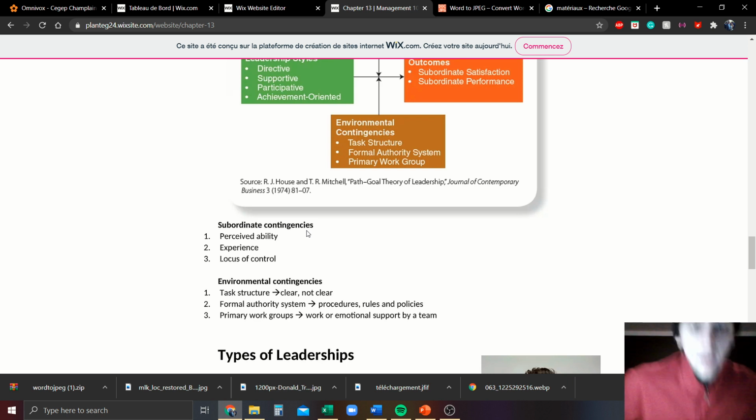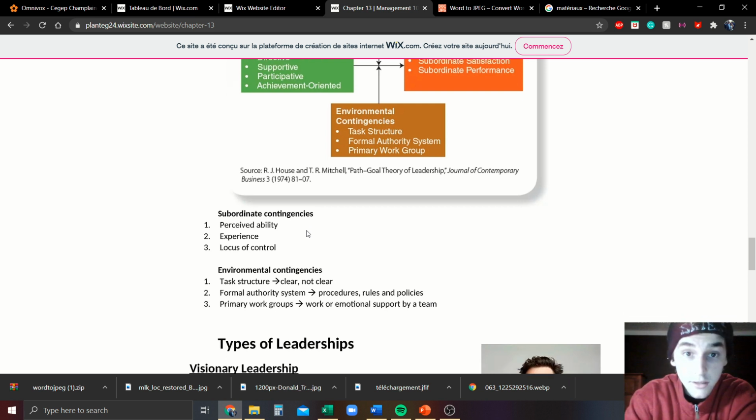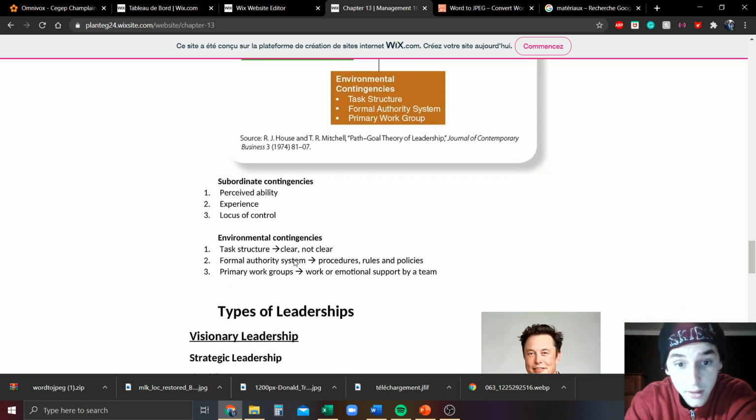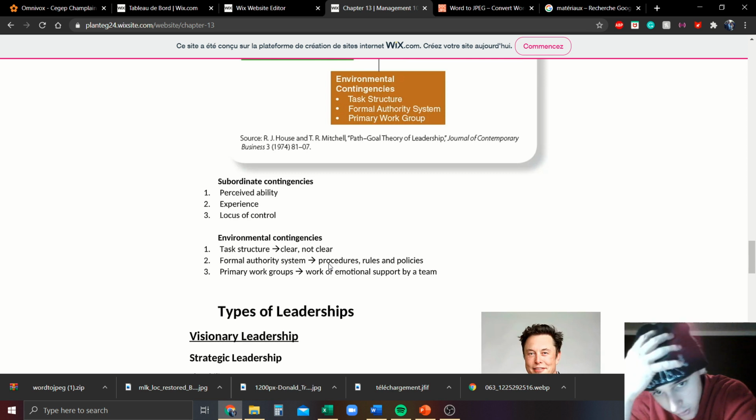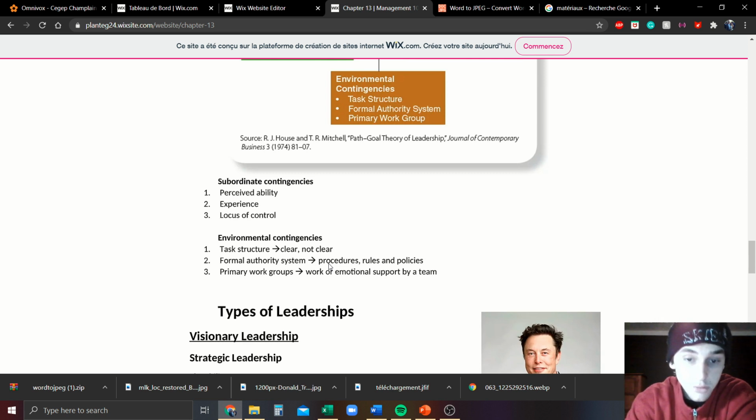As for environmental contingencies, there is the task structure. It is clear or not clear. You need to choose the right leadership style. Formal authority system: the procedures, rules, and policies that are set by the leader. Primary work groups are work groups that work together for emotional support and work support. They work in a team.